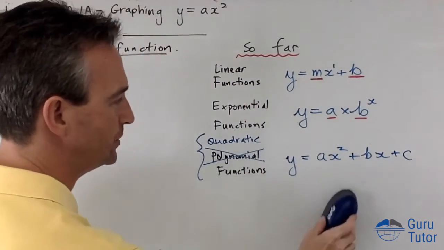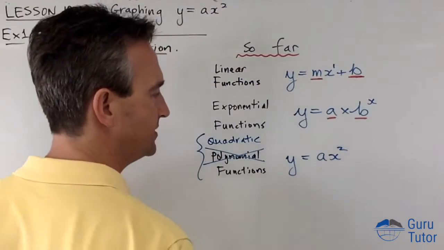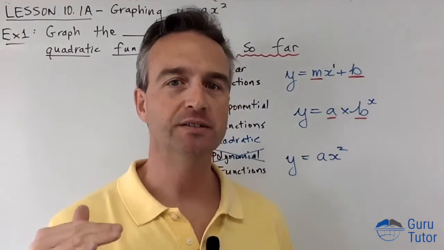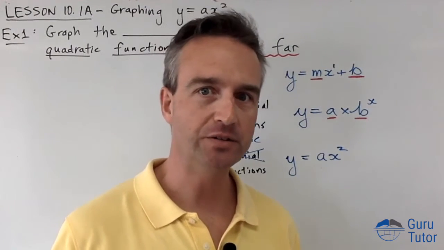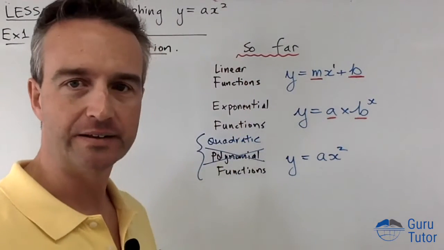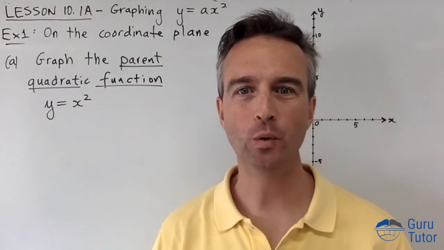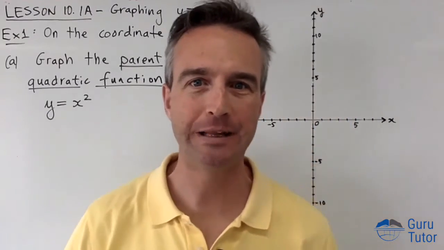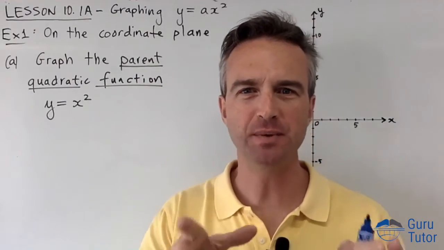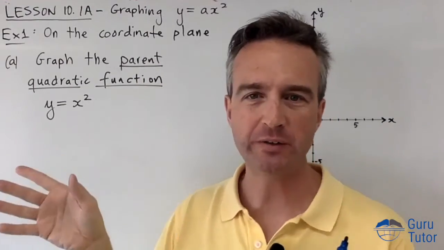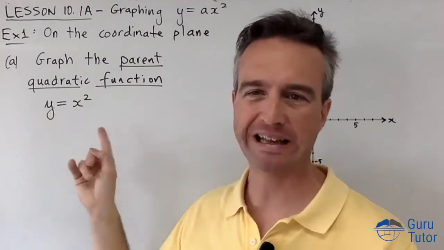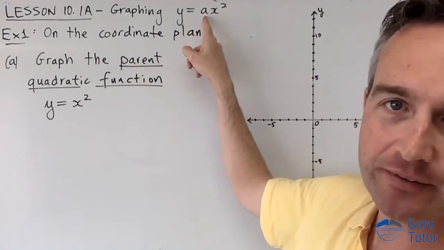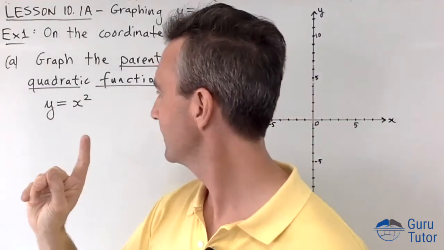And today all we're going to do is look at this case, just when we've got x squared or something times x squared. So let's work that out using our first example here. Let's get straight into that. So example 1, we're going to graph something called the parent quadratic function. And the parent quadratic function is the most basic quadratic function we can have. It's just y equals x squared, y equals 1x squared. So we're thinking of the case where a is 1.